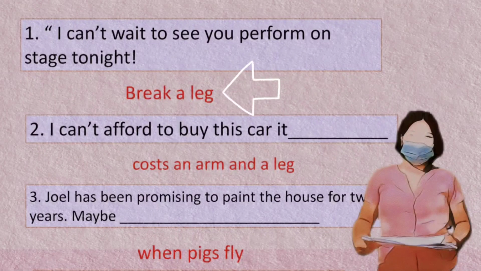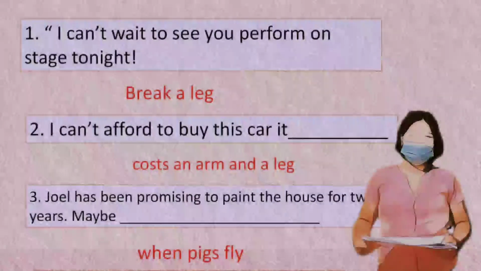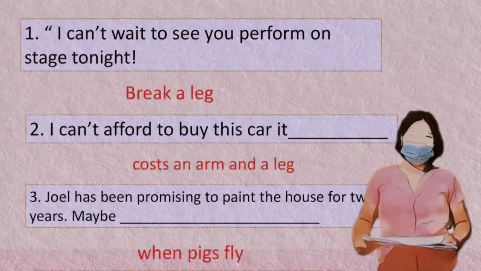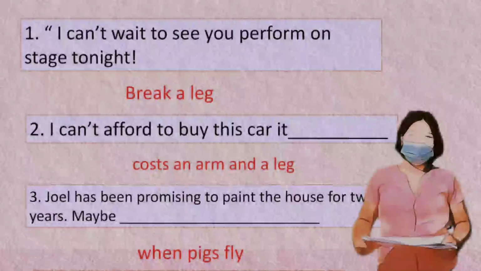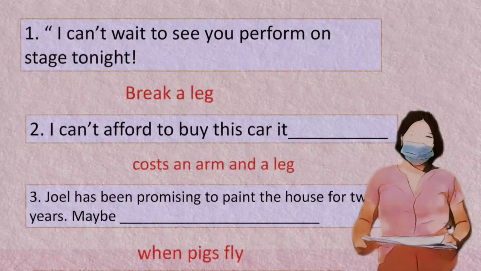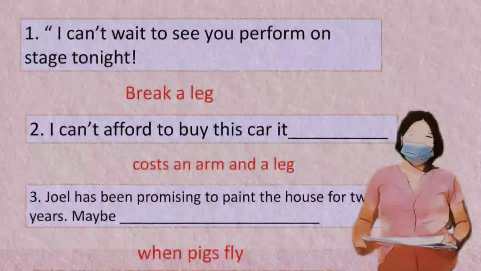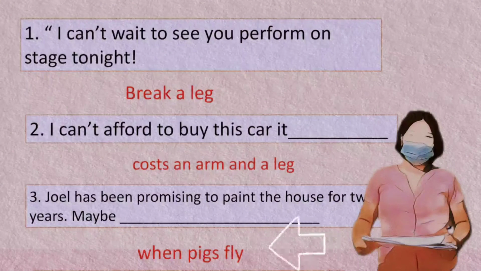Number 2. I can't afford to buy this car. It is blank. The answer is cost an arm and a leg. Number 3. Joel has been promising to paint the house for 2 years. Maybe blank. The answer is when pigs fly.